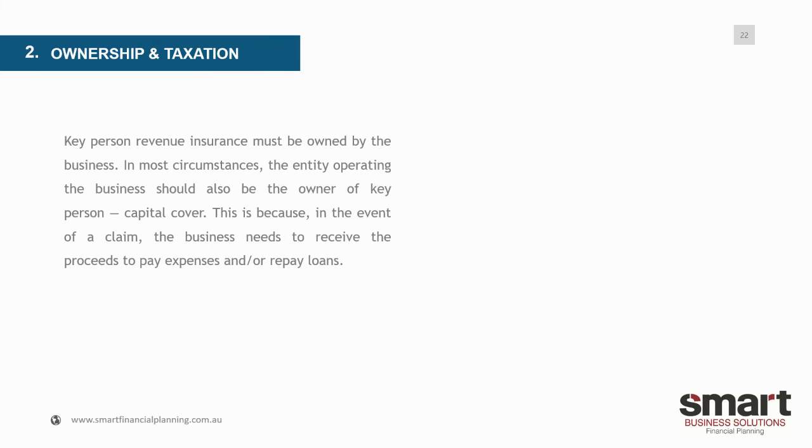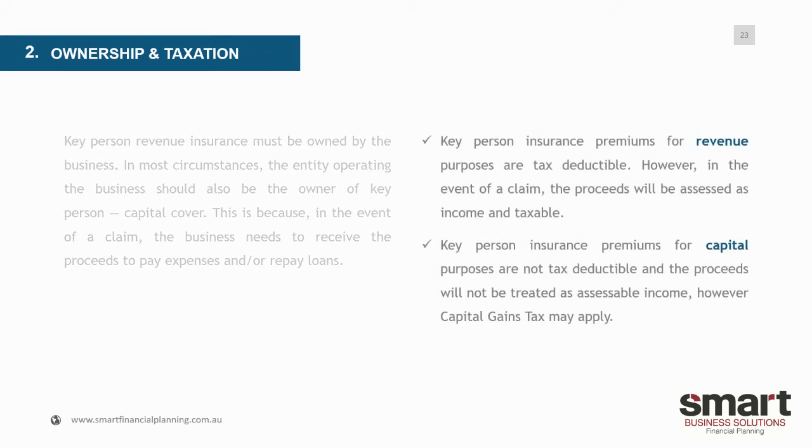Key person revenue capital must be owned by the business, and in most circumstances, the operating entity of the business will also be the owner of the key person capital cover. It's mainly because in the event of a claim, the business needs to be able to receive the funds to pay the expenses or repay the loans. Now, the key person insurance for revenue purposes is tax deductible.